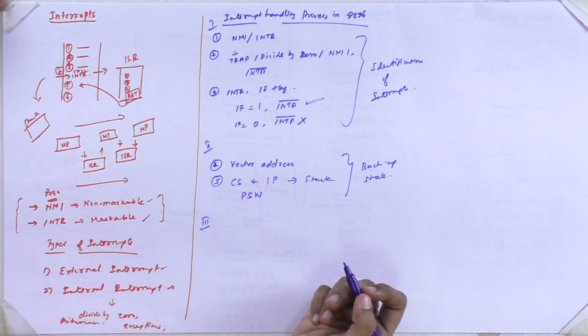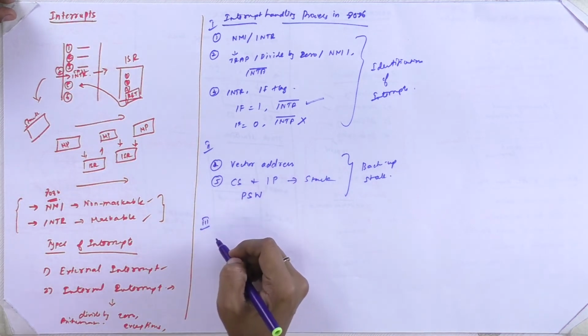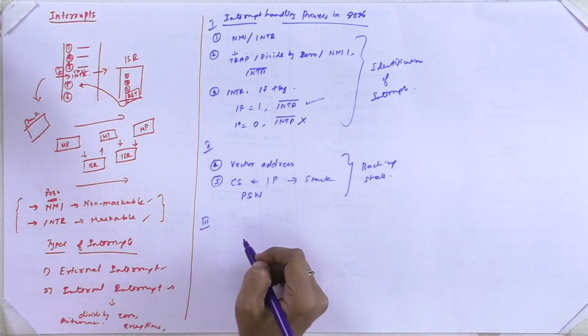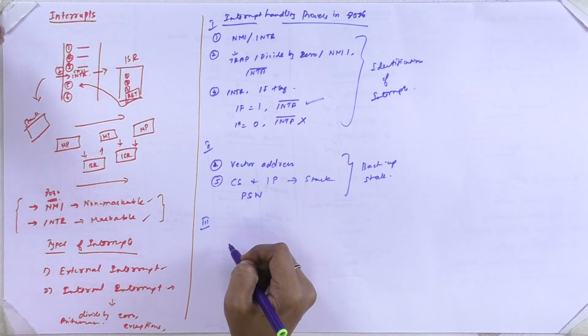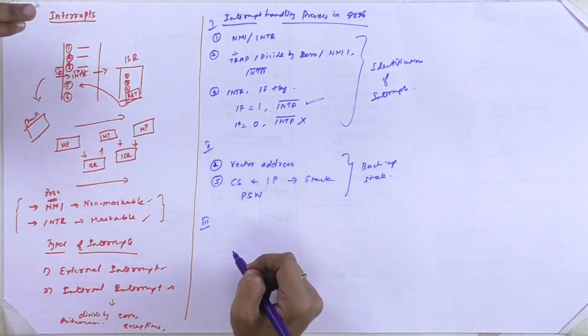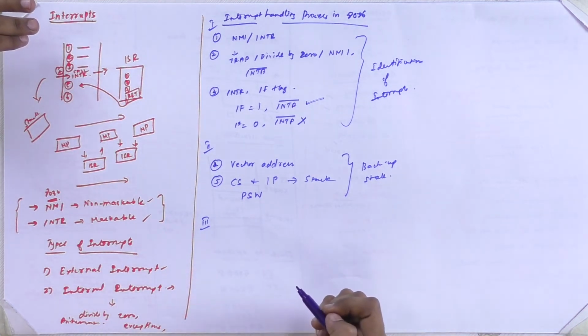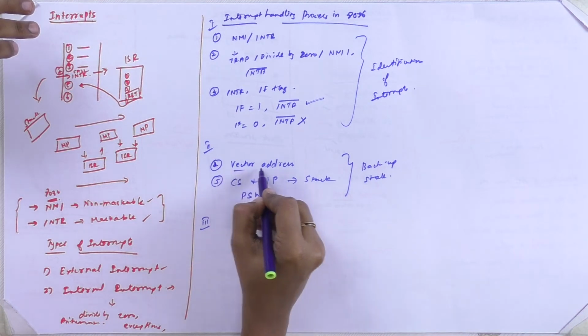And in the third sequence, based on the vector address calculated, that is the address of the ISR, the interrupt service routine, program control will transfer from the main execution to the corresponding interrupt service routine address given by the vector address.